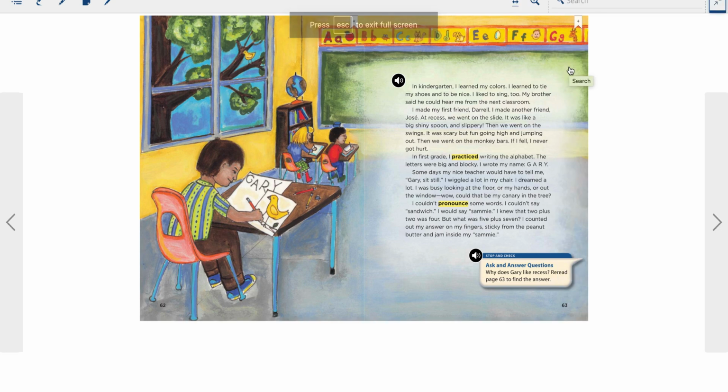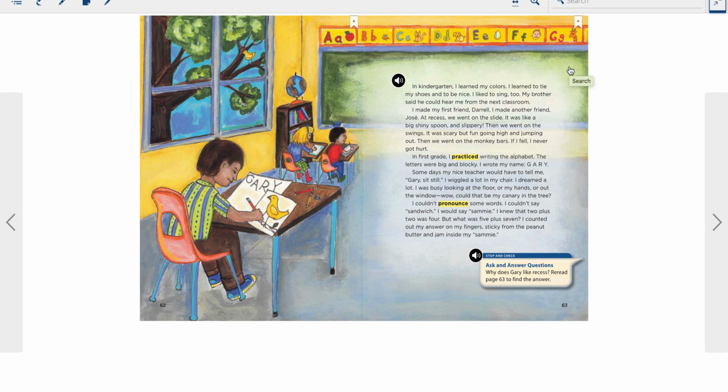In kindergarten, I learned my colors. I learned to tie my shoes and to be nice. I liked to sing too. My brother said he could hear me from the next classroom. I made my first friend, Daryl. I made another friend, Jose. At recess, we went on the slide. It was like a big shiny spoon and slippery. Then we went on the swings. It was scary but fun going high and jumping out. Then we went on the monkey bars. If I fell, I never got hurt.